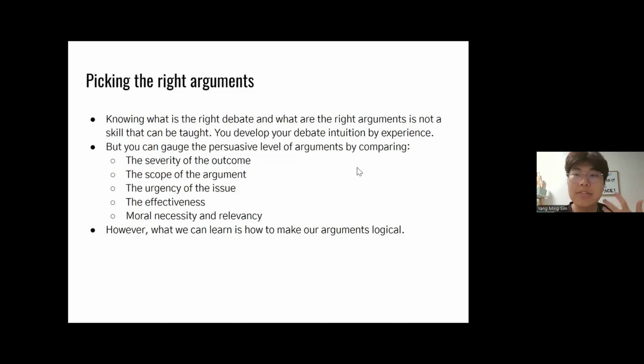What this means is that if the country of Malaysia respects human rights and respects the ability of individuals to have a good quality of living, then we should prioritize these individuals in these arguments. So moral necessity and relevancy is used to persuade the judge using moral minimums and moral standards. It's like, if you want to follow this moral standard, you have to go with this argument.